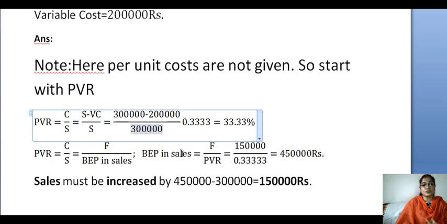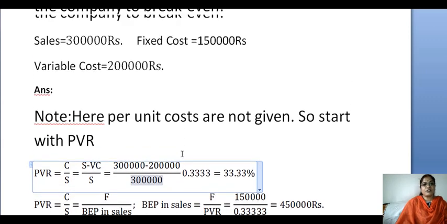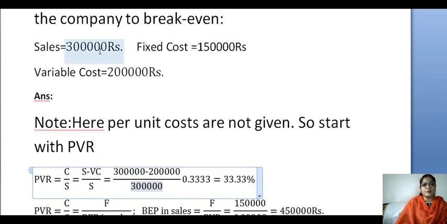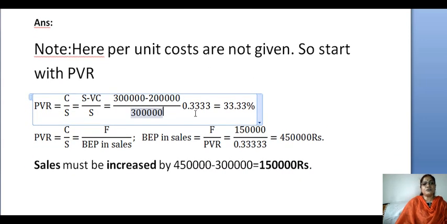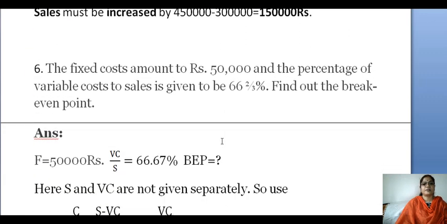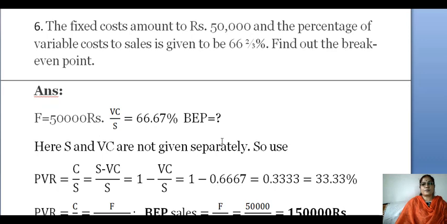But he has not asked total BEP in sales how much. If present sales is 3 lakh, by what amount it has to be increased to get break-even sales is asking. So 4,50,000 minus 3 lakh is equal to 1,50,000 rupees. Let's move on to last problem.